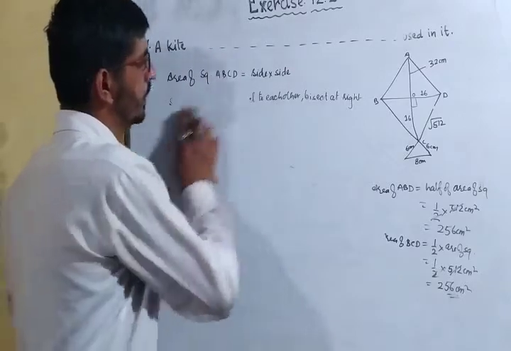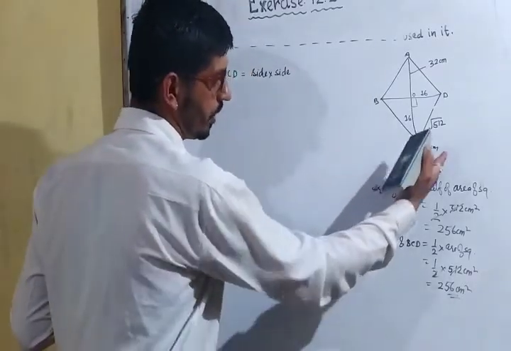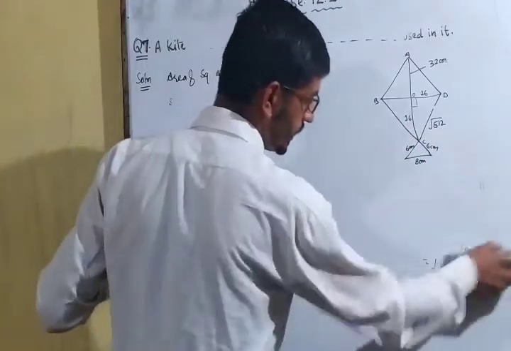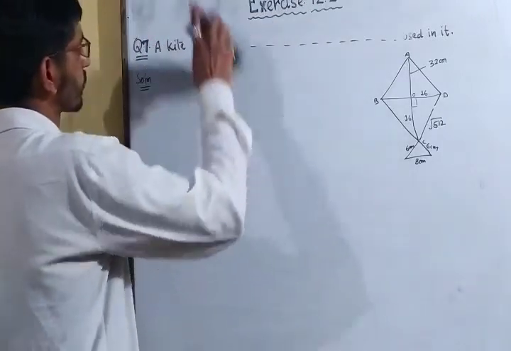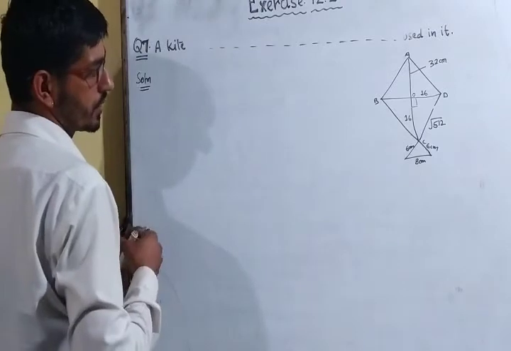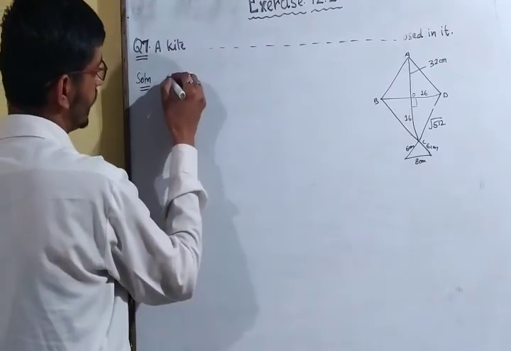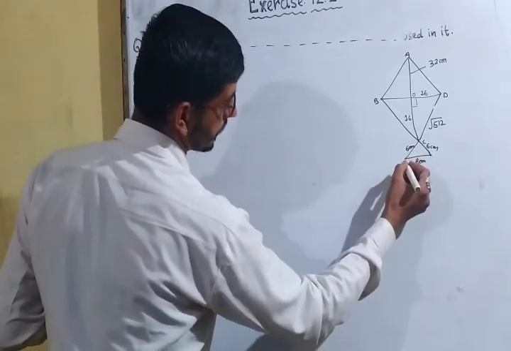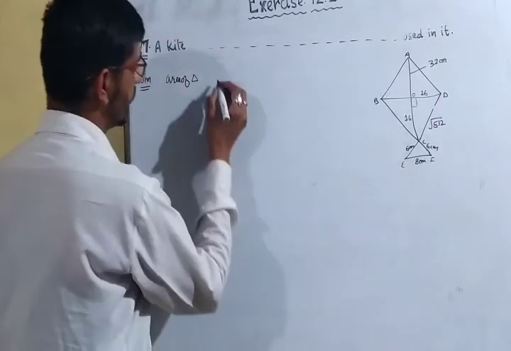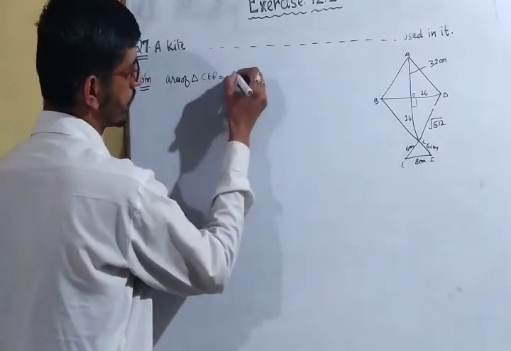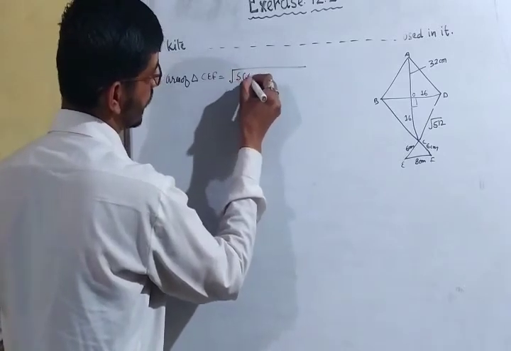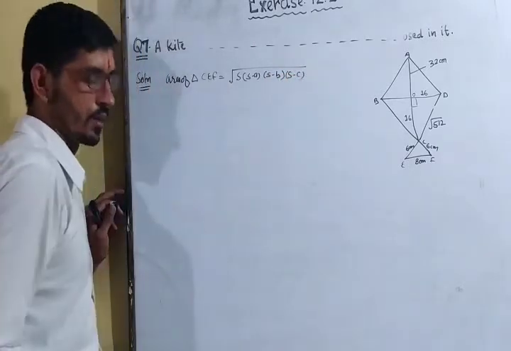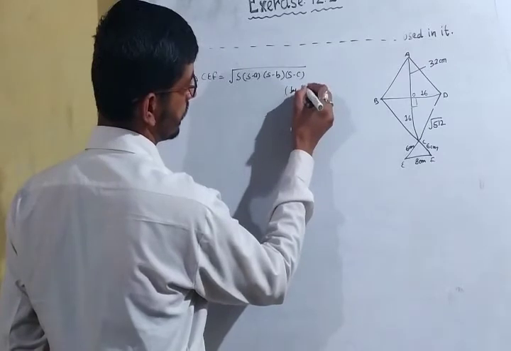It is very easy again. In this triangle, we have all three sides. Base is given but height is not given. So we can apply Heron's formula here. By Heron's formula, the area of triangle CEF, let's suppose, is equal to under root S into S minus A, S minus B, and S minus C.